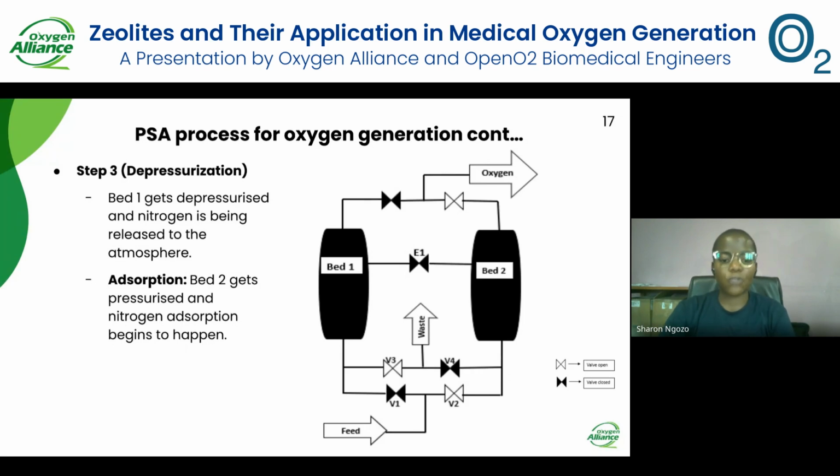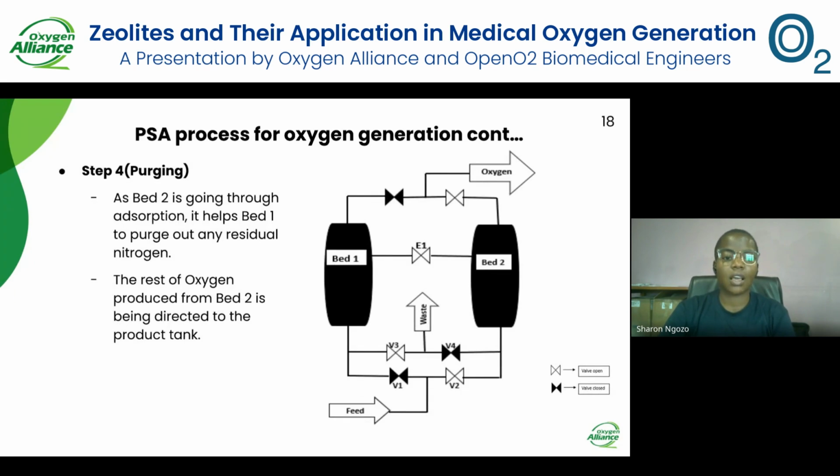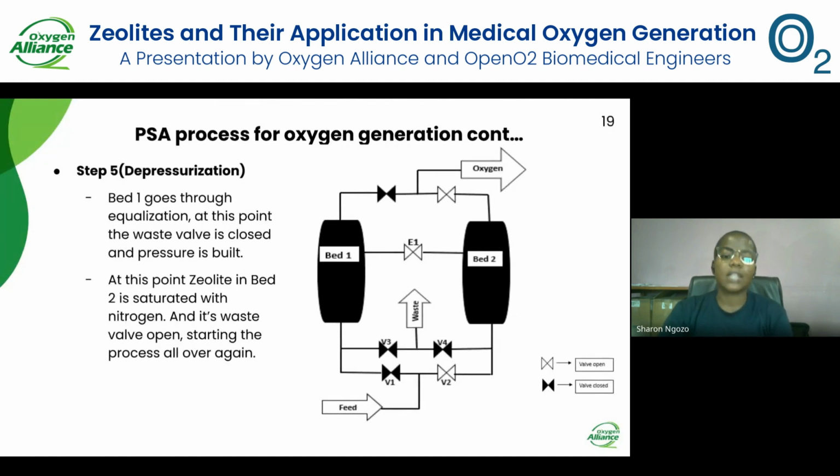So as the process goes on, we experience purging again, but this time around, bed 2 will be sharing some of its oxygen to bed 1. As some of the oxygen that's being produced by bed 2 is going to the product tank and some is shared to bed 1, it means that this oxygen will flush out all the residue nitrogen from the bed to the atmosphere. So this time around, bed 2 is still going through adsorption, while bed 1 is experiencing the purging cycle. After the purging cycle is completed, bed 1 starts to repressurize.